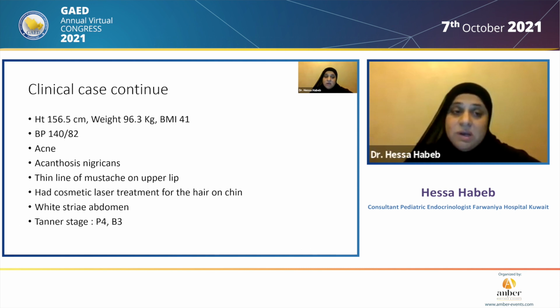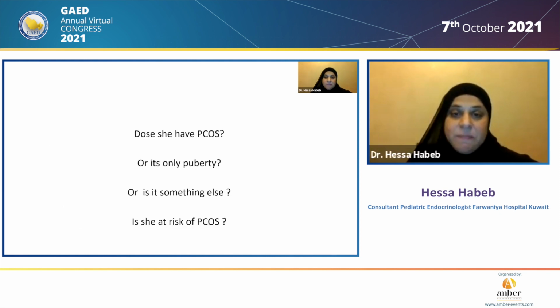She had a high blood pressure of 140, repeated twice. She had acne, but mild acne, and she had acanthosis nigricans. She has a thin line of mustache on the upper lip. Trying to evaluate the hair that she came complaining of, she had cosmetic laser therapy for the hair on the chin and the face. Examination revealed white striae, and she had Tanner stage pubic hair 4 and breast 3.